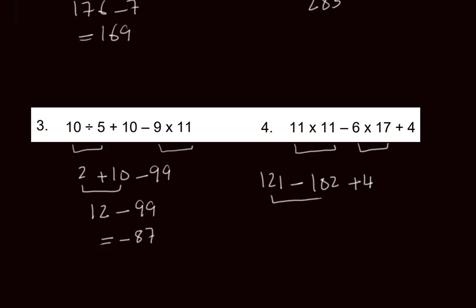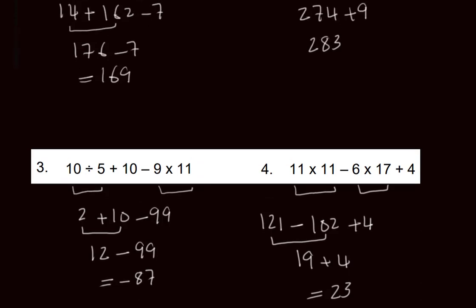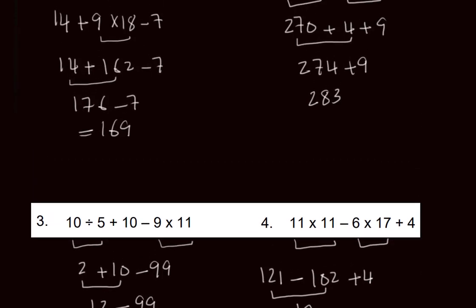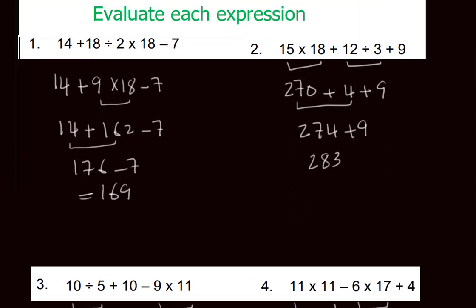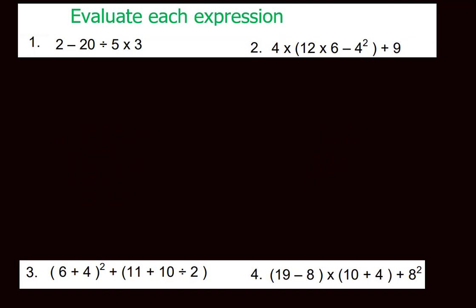So we will subtract 121 minus 102, which is 19. Then we will add 4. So 19 plus 4 is 23. As you can see, it's easily done if we follow the rule of order of operations. So now let's do some more examples so that we can practice more.